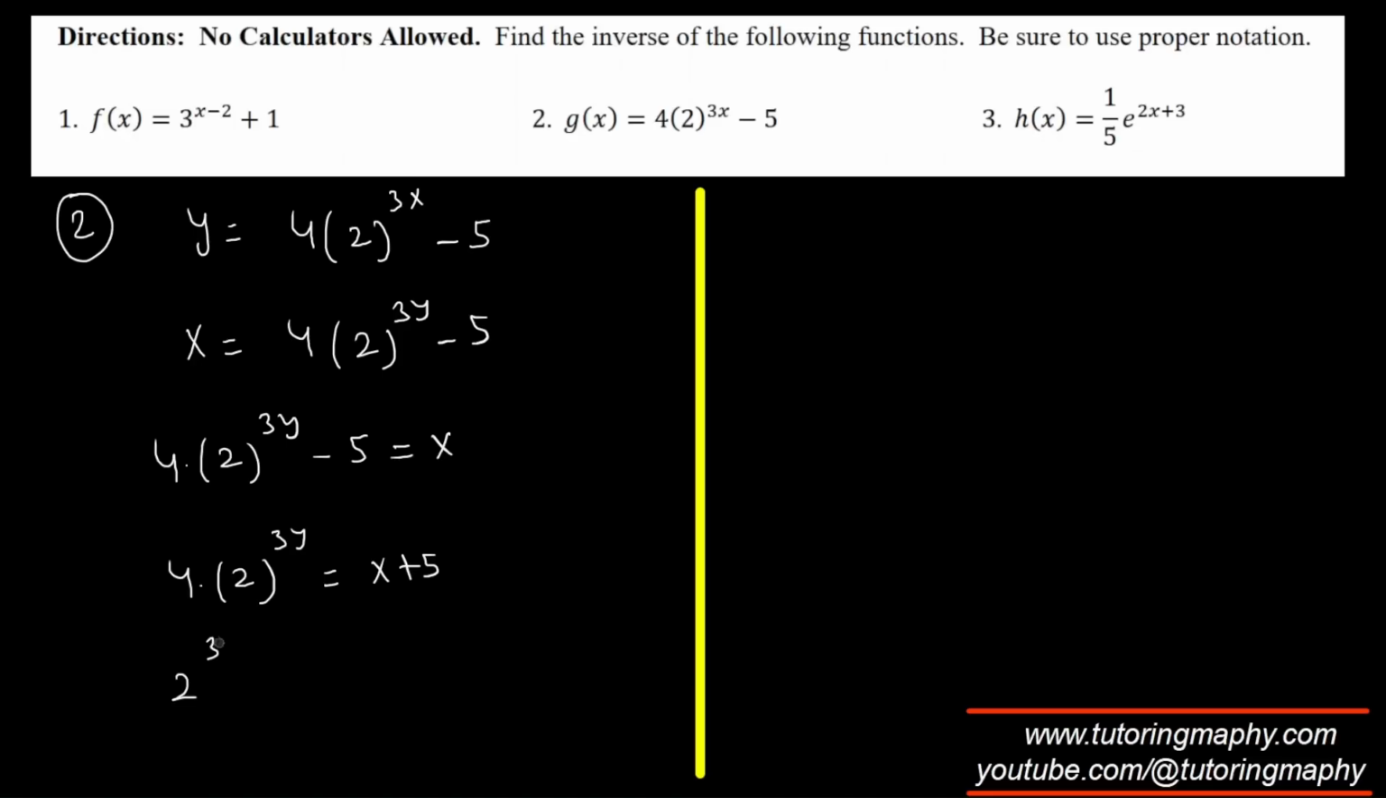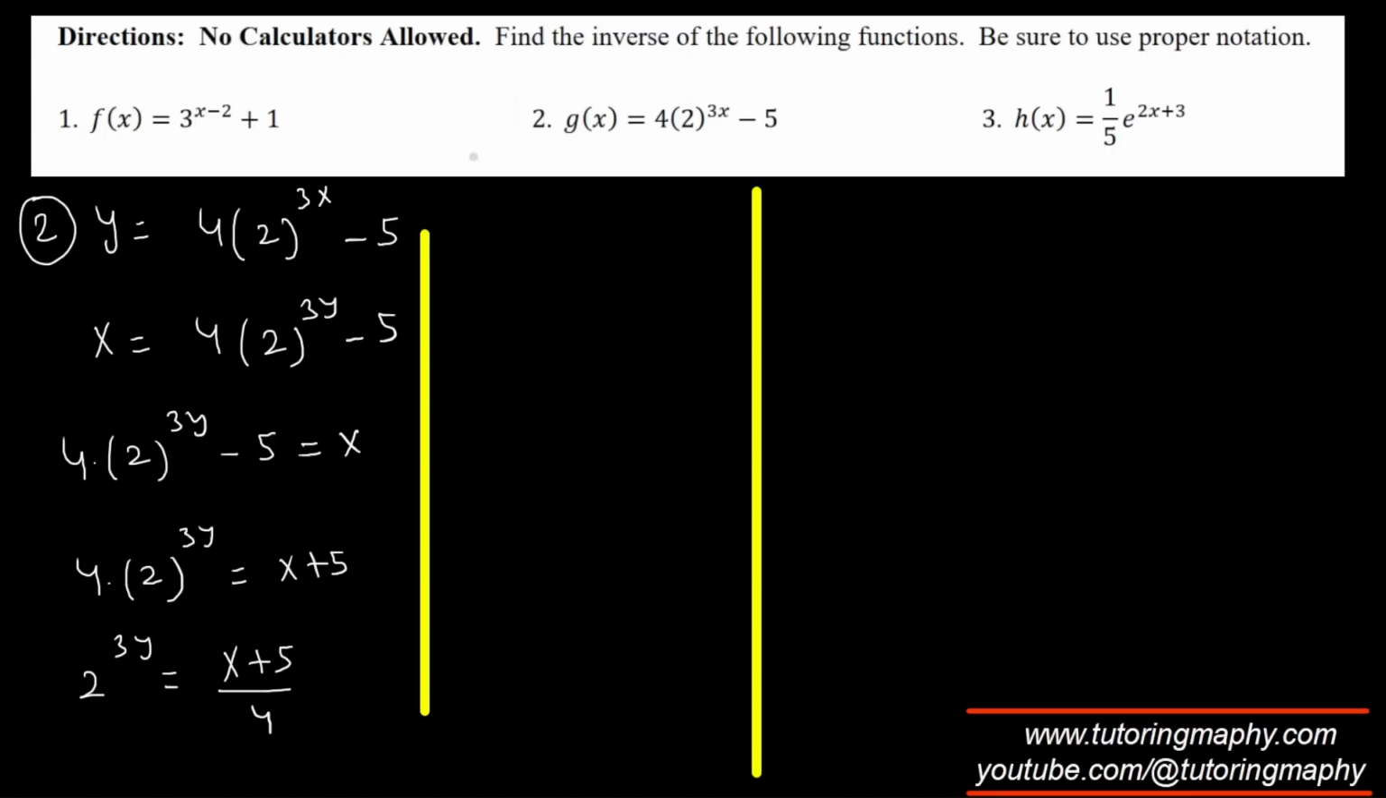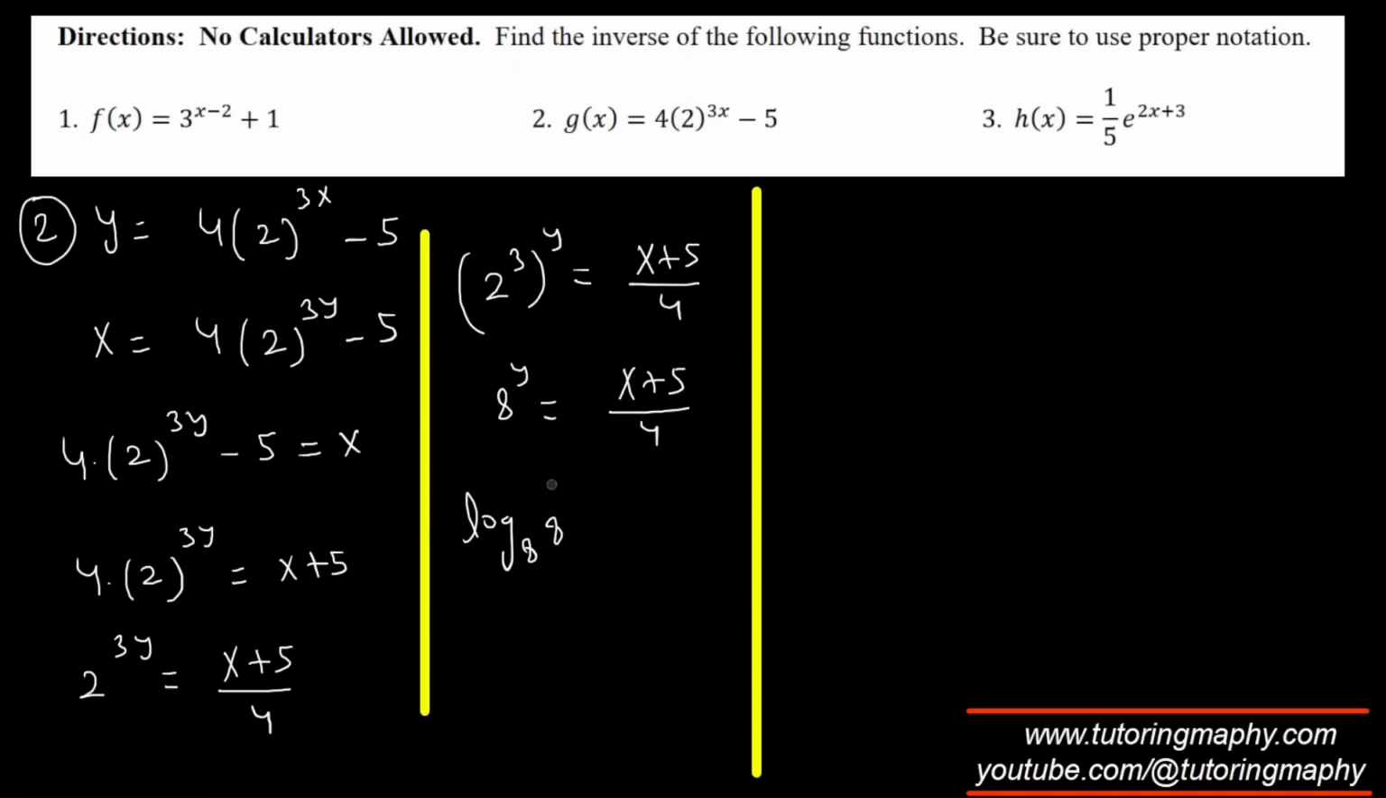Let's divide by 4 on both sides, so 2 raised to 3y is equal to (x plus 5) divided by 4. Can I rewrite 2 raised to 3y as 2 cubed to the y is equal to (x plus 5) divided by 4? 2 cubed is 8, so 8 to the y is equal to (x plus 5) over 4. I need to bring y down, so taking log with base 8 on both sides. So this is how it looks: log with base 8 of (x plus 5) over 4. y drops outside, and log of 8 with base 8 is 1. So y is equal to log with base 8 of (x plus 5) over 4.